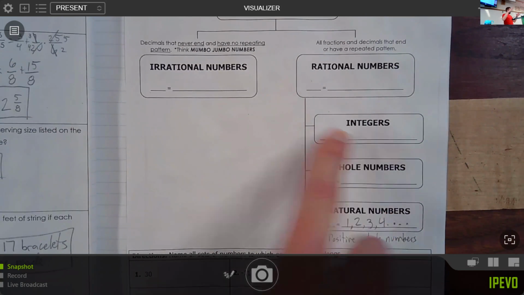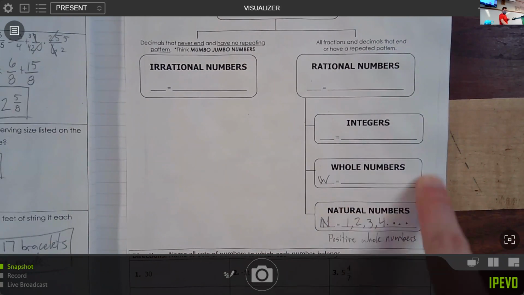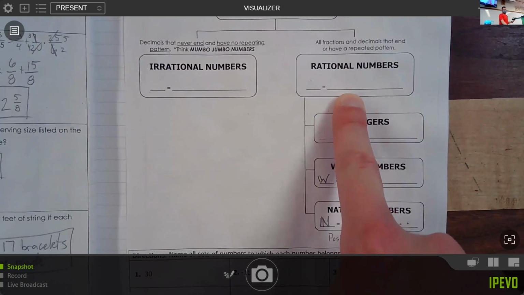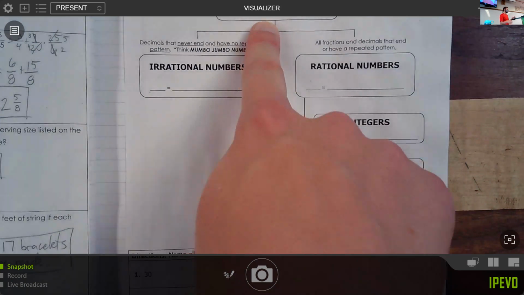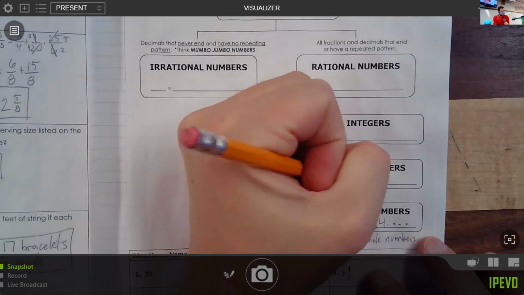So everything that is in this category here exists in this next one here. And everything in the whole numbers exists in the integers, and everything in integers exists in rational numbers, and everything in rational exists in the real numbers. So it's going to just get bigger and bigger as we go out. Now the whole numbers are a little bit weird because there's only one extra number in whole numbers versus natural numbers, and that extra number is 0.